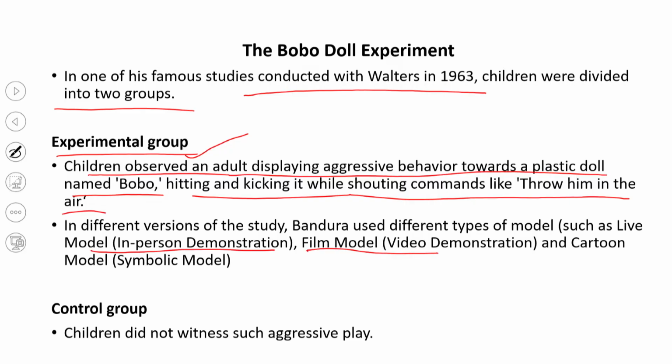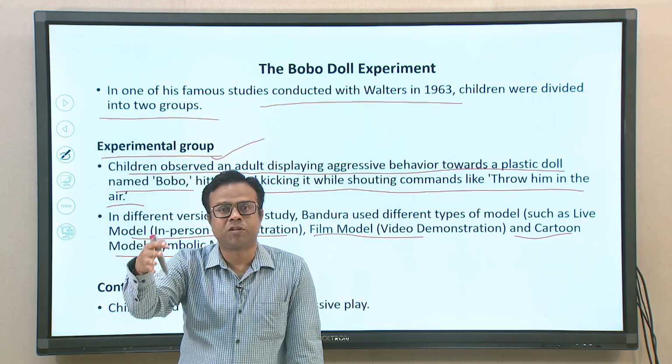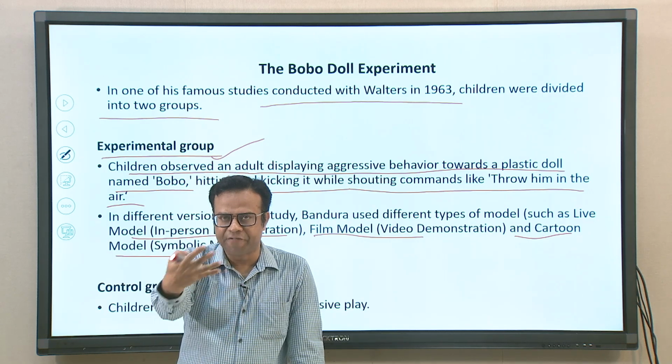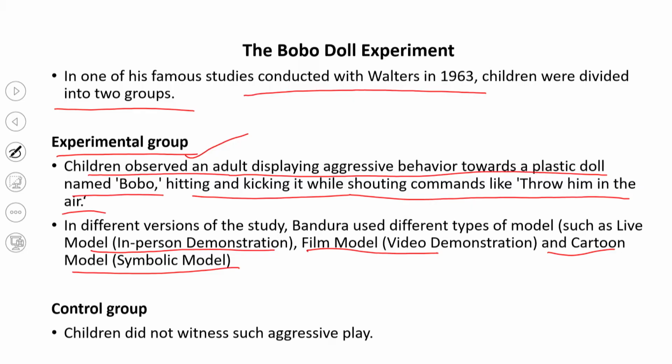In the film model condition, a video was shown in which an adult was behaving aggressively, and in some conditions cartoon models were behaving aggressively with a doll and so on. So, different conditions were used in the later versions, but originally the study had the live display of aggressive behavior by the adult. So, that was the experimental condition.